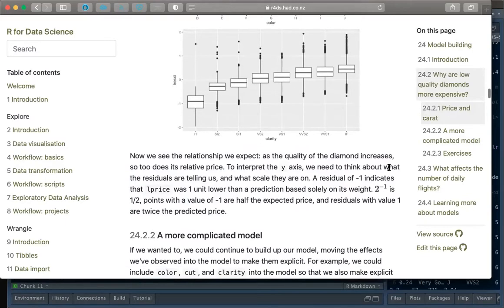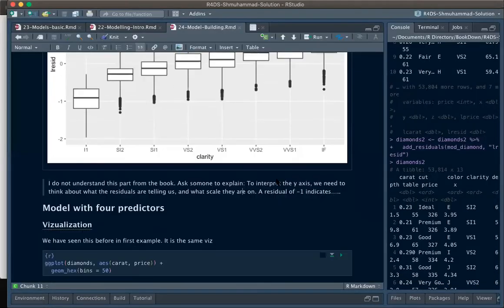The initial model was fit using log2 transformed data, so the residuals are also on that scale. All right. Okay, so let's go on.